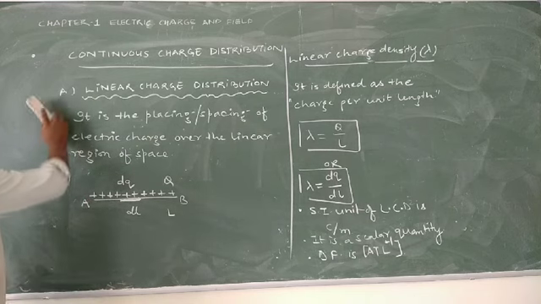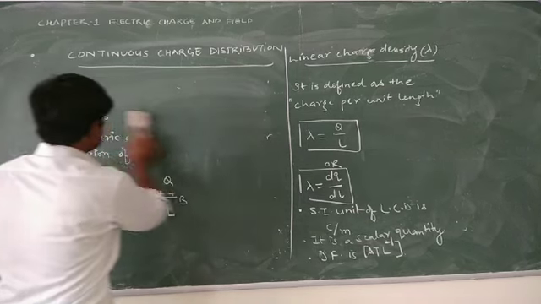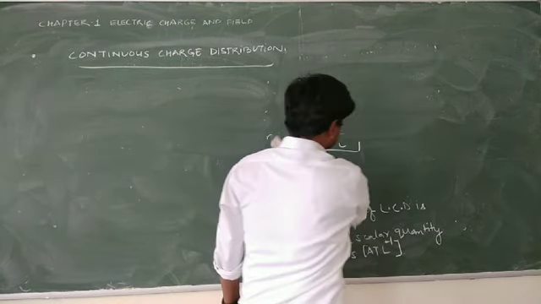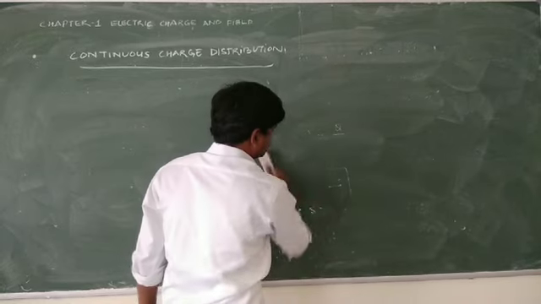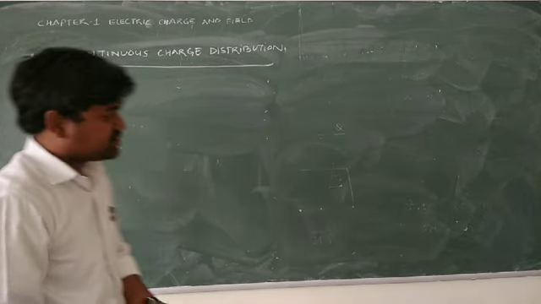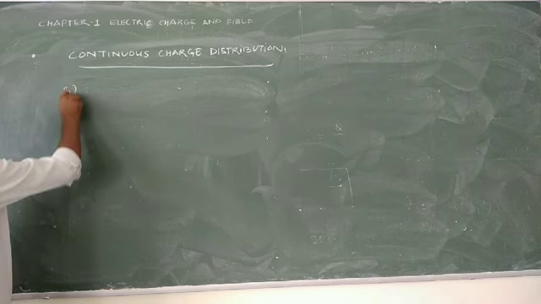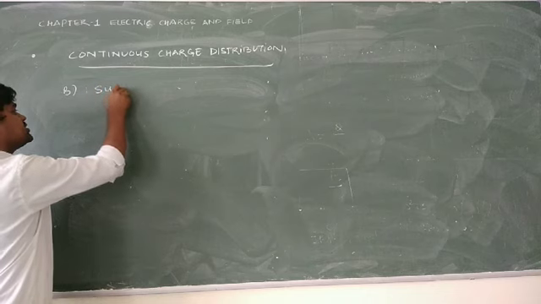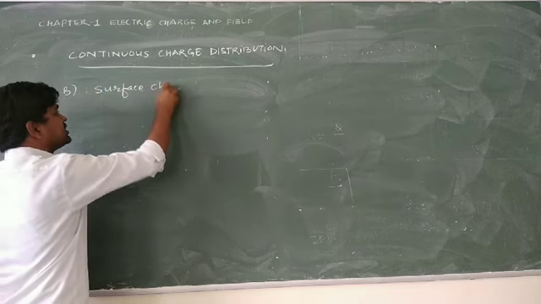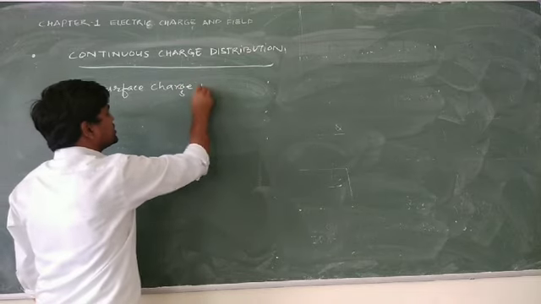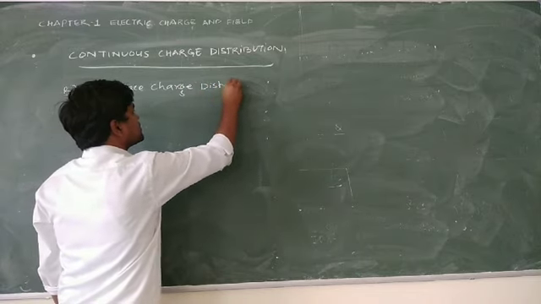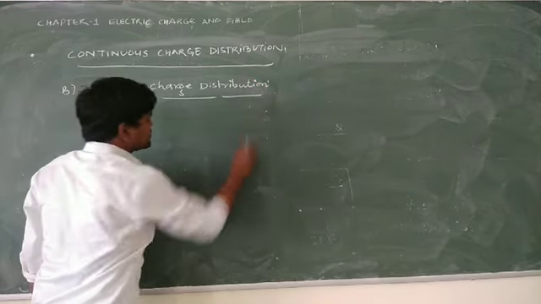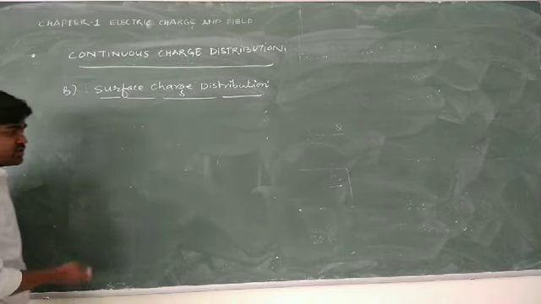Now the second one is surface charge distribution. The second type of the continuous charge distribution is surface charge distribution. So how can we define it? It is very similar to the previous definition.